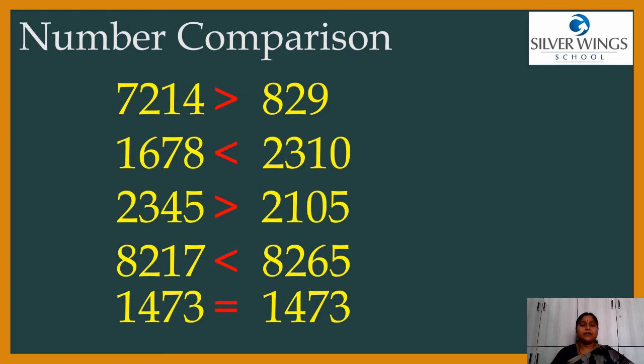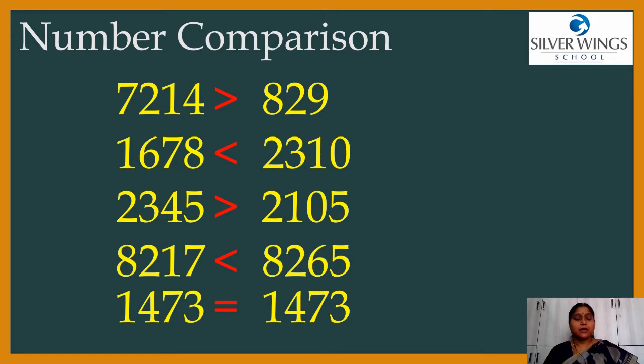Next, the third one. Left side 2345, right side 2105. Here, if you check the two 4-digit numbers and the first digit from your extreme left is equal, then you should go to rule number 2. You should check the hundreds place. On the left side, the hundreds place has 3. On the right side, the hundreds place has 1. Then which is biggest? 3 is biggest. So you should keep the greater than sign.